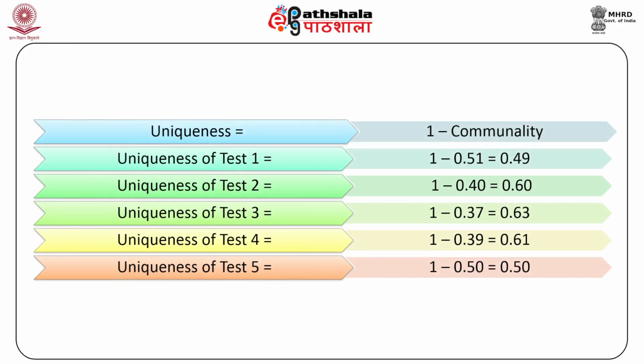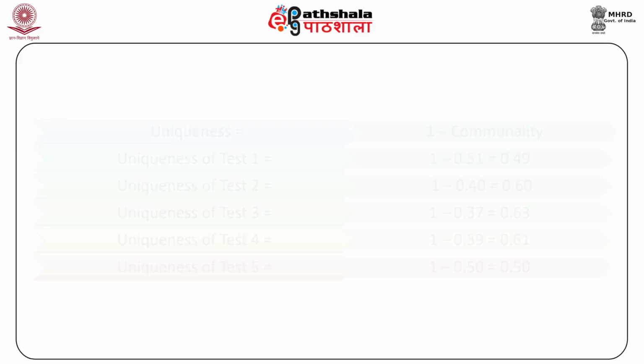Uniqueness is equal to 1 minus communality. Uniqueness of test 1 is equal to 1 minus 0.51, which is equal to 0.49. Uniqueness of test 2 is equal to 1 minus 0.40, which is equal to 0.60. Uniqueness of test 3 is equal to 1 minus 0.37, which is equal to 0.63. Uniqueness of test 4 is equal to 1 minus 0.39, which is equal to 0.61. Uniqueness of test 5 is equal to 1 minus 0.50, which is equal to 0.50.